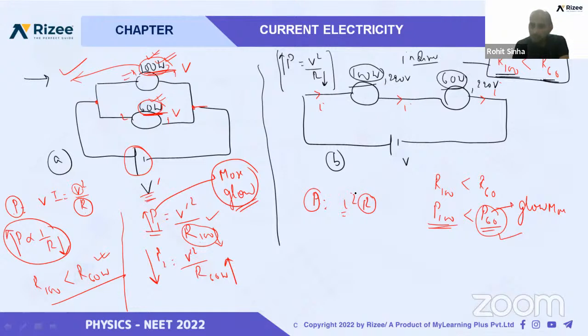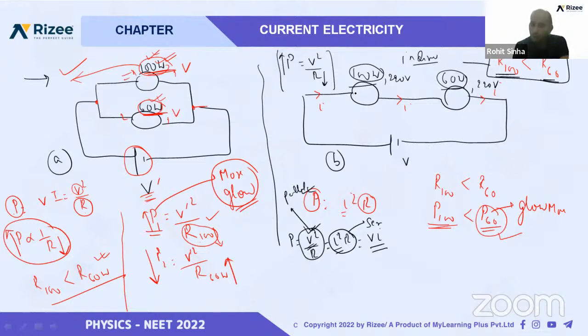Now to use the formula, we have three formulas. P is equal to V square by R, P is equal to I square R, and P is equal to V into I. We use this formula when we are talking about parallel connection, because in parallel the voltage is the same. We use this formula when we are dealing with series connection, and this is also a general formula we can use. Okay, for series we use this formula, and for parallel we use this formula.